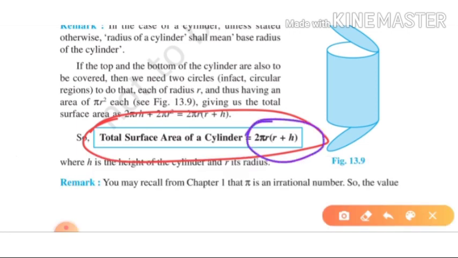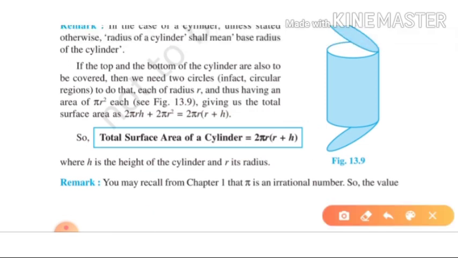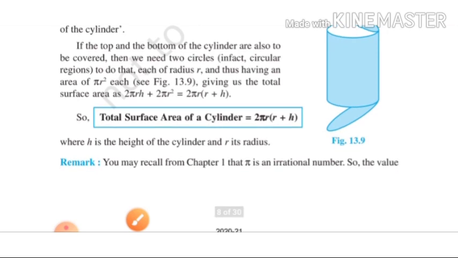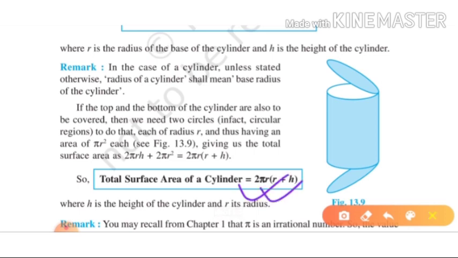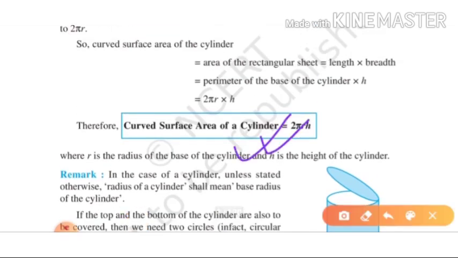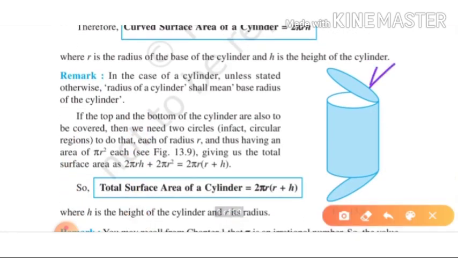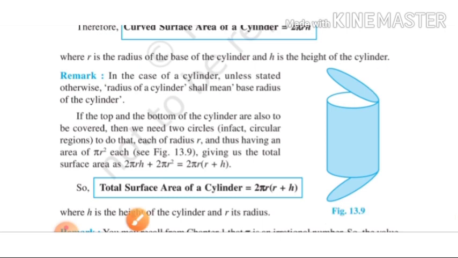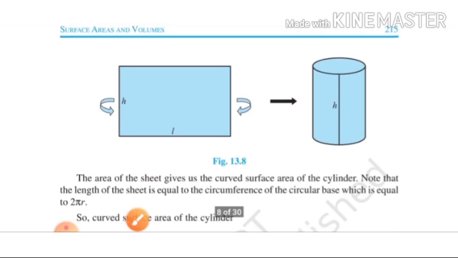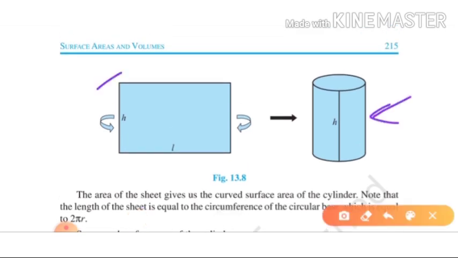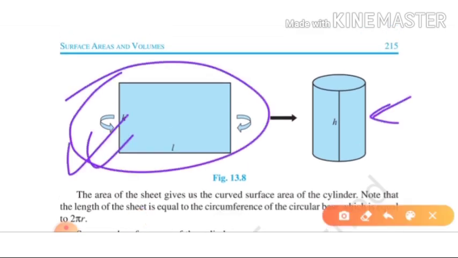That is 2 pi r into (r plus h), where h is the height of the cylinder and r is its radius. So this way we can find out the total surface area of a cylinder. Total surface area of a cylinder is this one, and curved surface area of a cylinder is this one. When we consider total surface area, the upper part and the lower base will come. And when we talk about the curved surface area, we only take this curved surface, that means this rectangle, only the folded part.